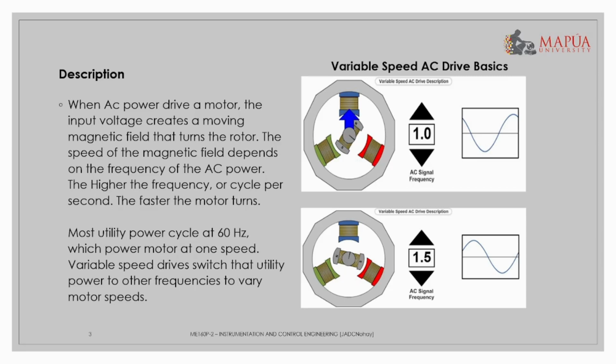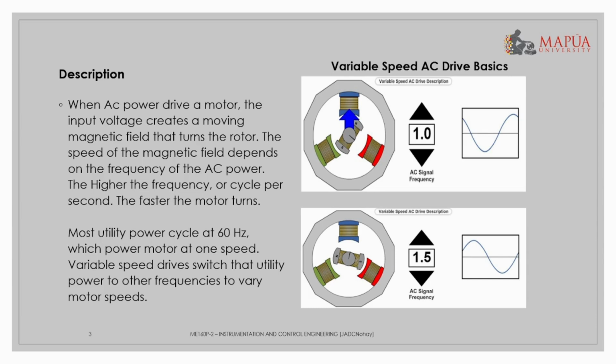When AC power drives a motor, the input voltage creates a moving magnetic field that turns the rotor. The speed of the magnetic field depends on the frequency of the AC power. The higher the frequency, or the cycles per second, the faster the motor turns. Most utility power cycles at 60 Hz, which powers a motor at one speed.